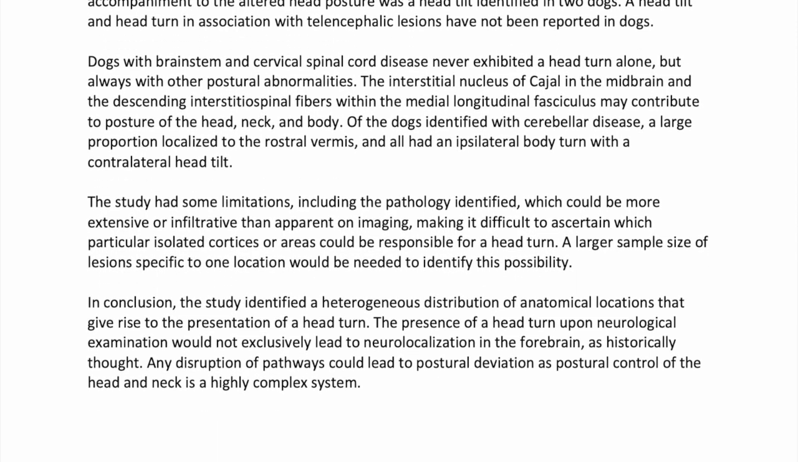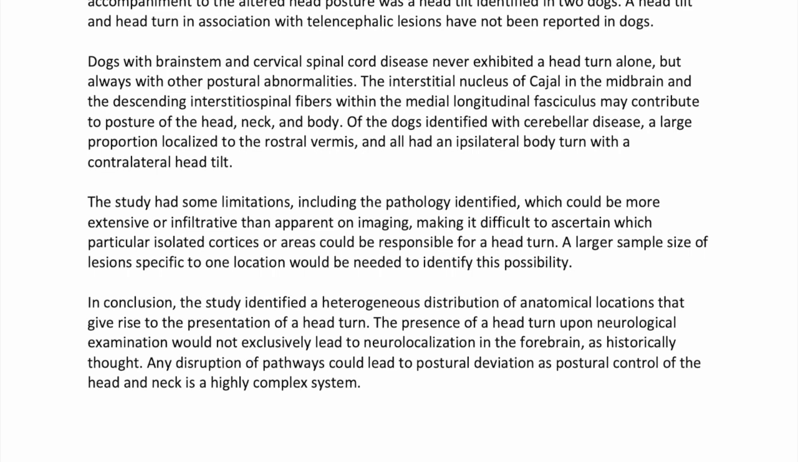Dogs with brainstem and cervical spinal cord disease never exhibited a head turn alone, but always with other postural abnormalities. The interstitial nucleus of Cajal in the midbrain and the descending interstitiospinal fibers within the medial longitudinal fasciculus may contribute to posture of the head, neck, and body. Of the dogs identified with cerebellar disease, a large proportion localized to the rostral vermis, and all had an ipsilateral body turn with a contralateral head tilt.